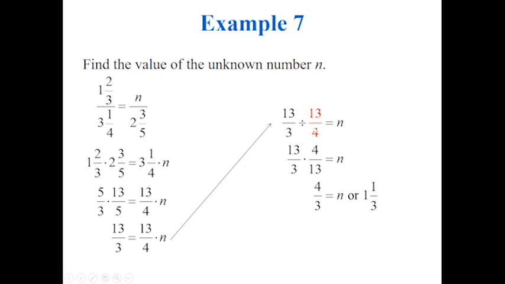Dividing by a fraction is the same as multiplying by its reciprocal. So 13/3 times 4/13. To multiply 13/3 times 4/13, the 13 on the top cancels with 13 on the bottom. We are left with 4/3 equals n. And since all the other parts of the proportion were given as mixed numbers, we change 4/3 to 1 1/3.